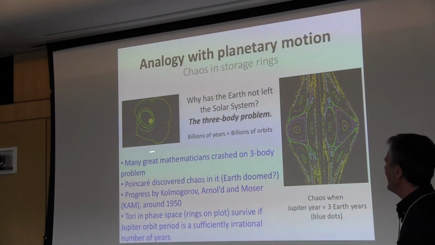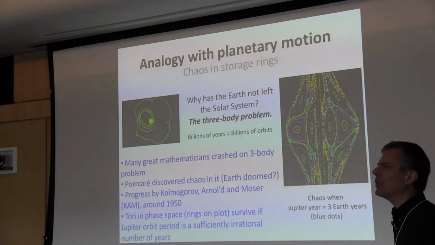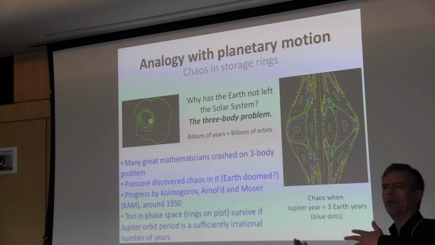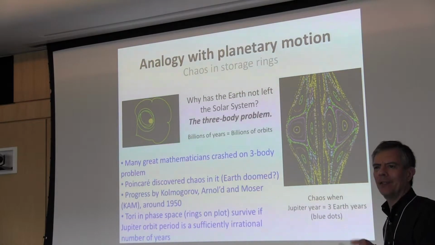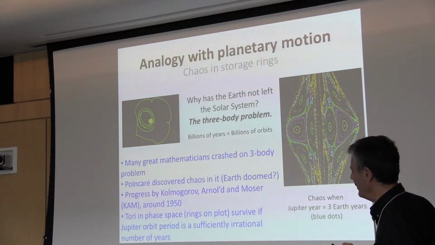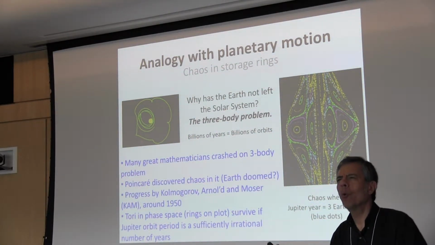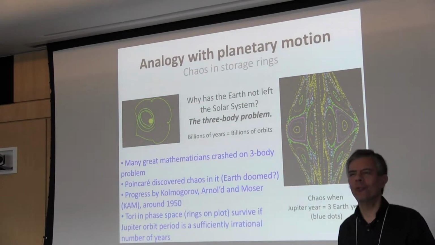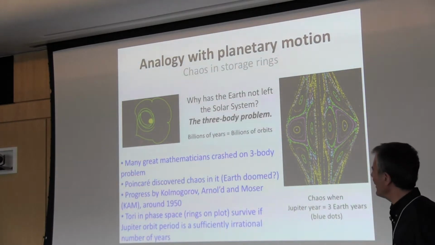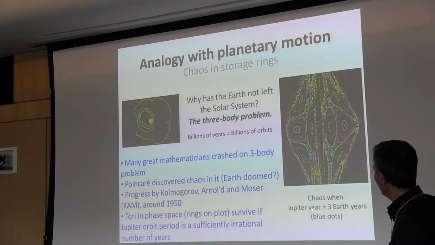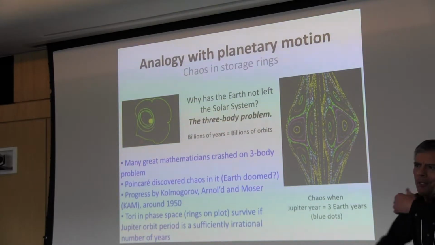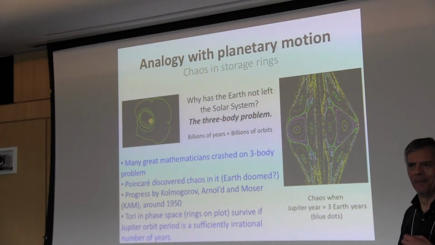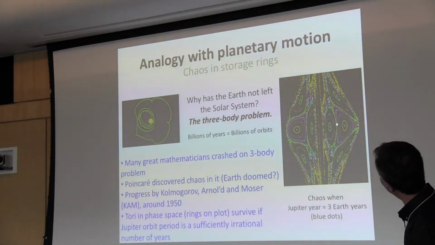And lots of mathematicians crashed on it. People would come up with really fancy perturbation theories, and then try to prove they converged, and they all had what are called small denominators. They had omega 1 minus 5 omega 2 and 3 omega 1, and it turns out that if Jupiter's year is a rational number of Earth years, you can't prove anything.